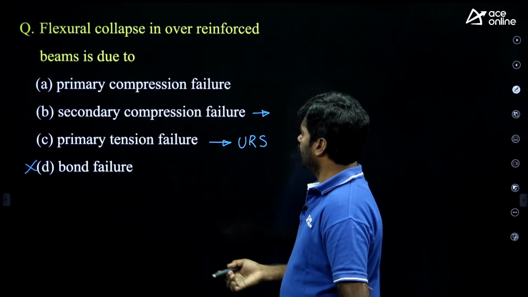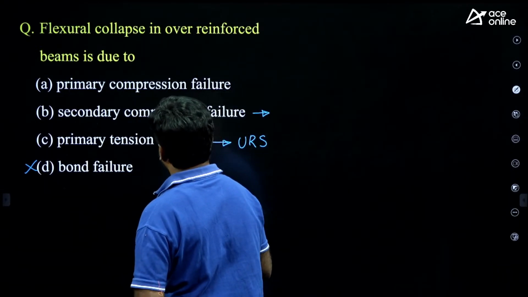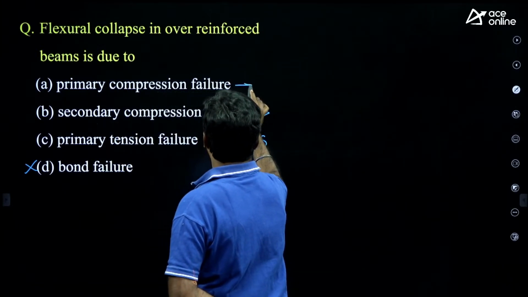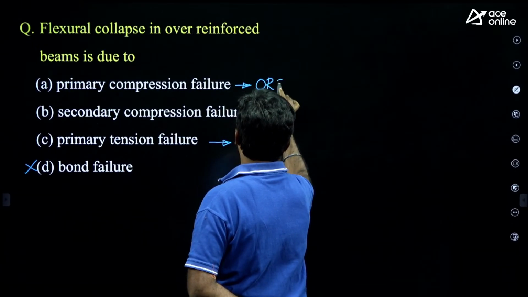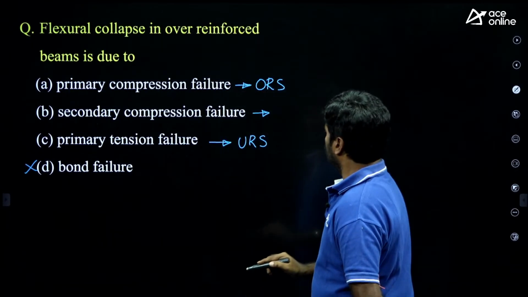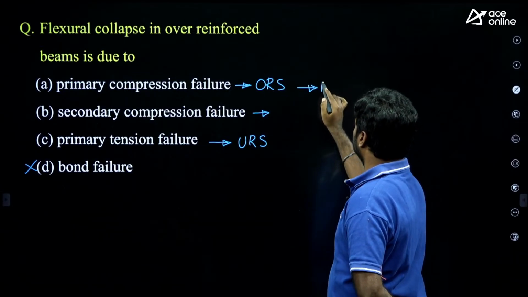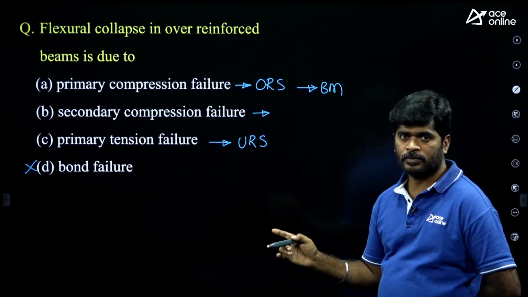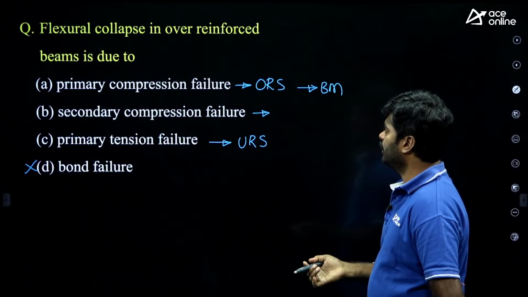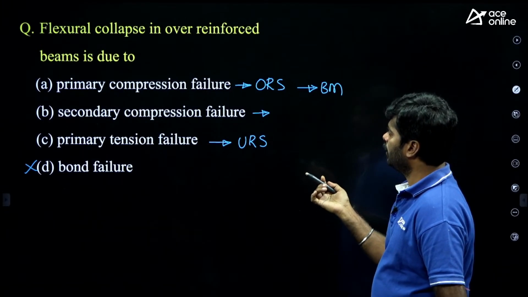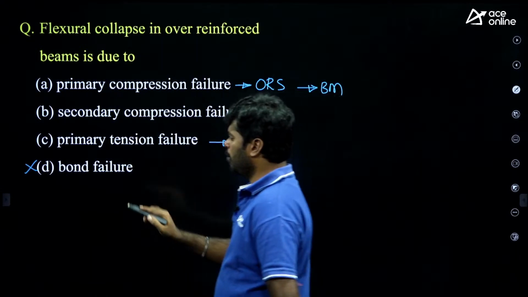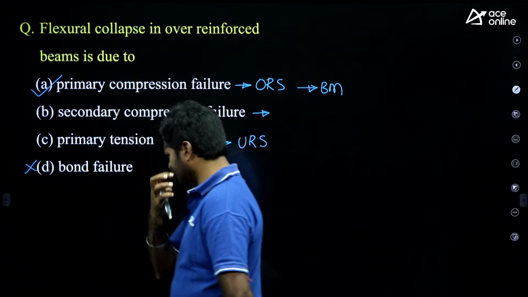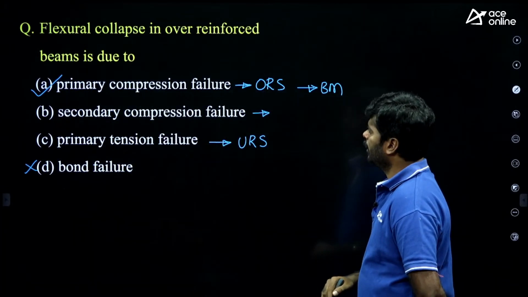Then primary compression failure. This primary compression failure you can expect in an over-reinforced section. That too under bending moment, the compression failure takes place. That's why we consider that an over-reinforced section fails under primary compression failure. Option A is correct. Right. Next question. Be ready.